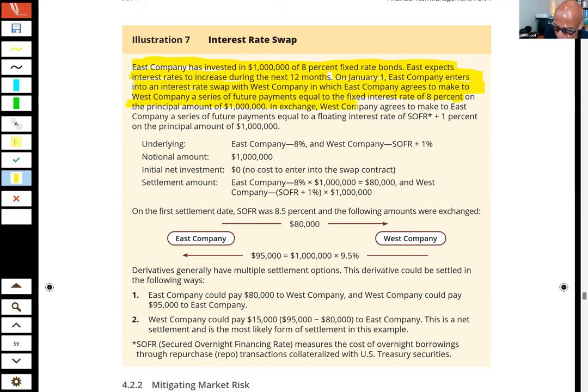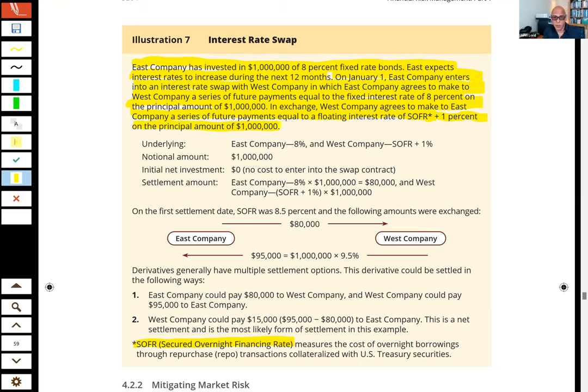In exchange, West Company agrees to make to East Company a series of future payments equal to a floating interest rate, which in this example is SOFR, the Secured Overnight Financing Rate, plus 1%, of the principal amount of $1 million. So sometimes my students will say, well, why would West Company be willing to do this? Well, what is West Company thinking?